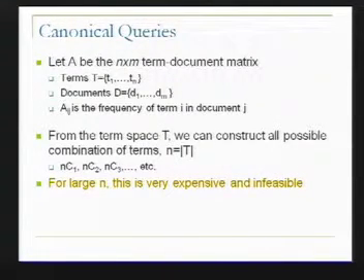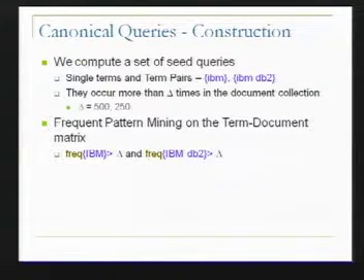Okay, once we have the list of terms, we can create the power set of this term set to create all the possible queries, right? That's the obvious way, but it is not going to work, because for large N it is impossible to create all possible queries. The way we create this canonical query is by computing a set of seed queries.